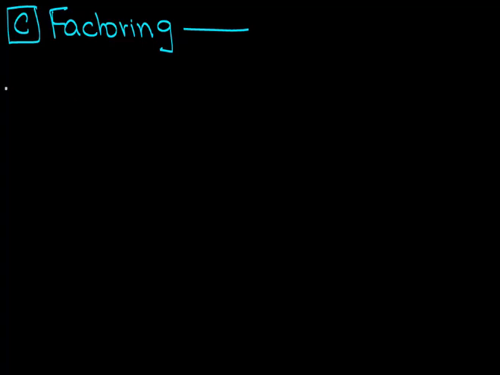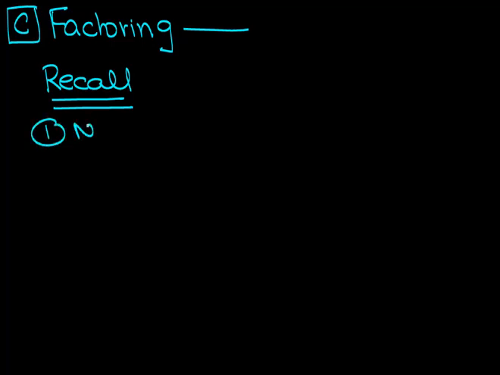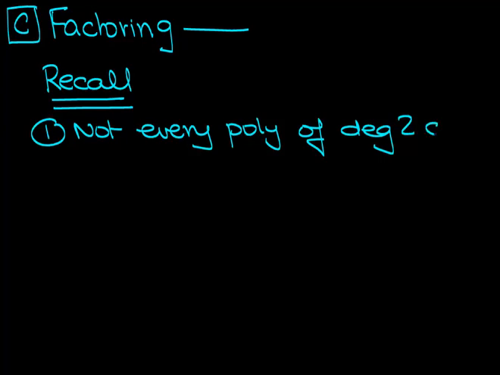If you recall, there are a couple of things we quickly need to remember before we can do this problem by factoring. Just a quick review, like a sidebar. Recall: 1. Not every polynomial of degree 2 can be factored. And so that's something you should just remember. So how do you know when a polynomial can be factored?